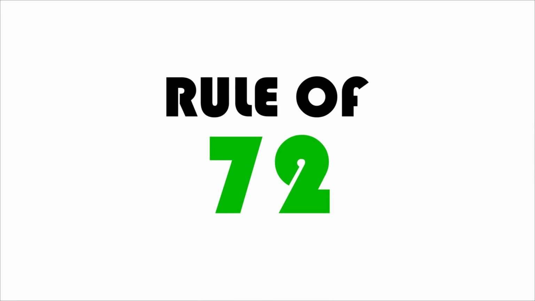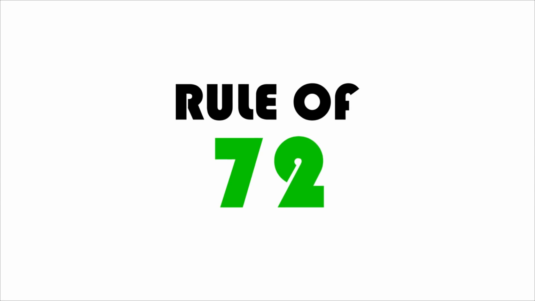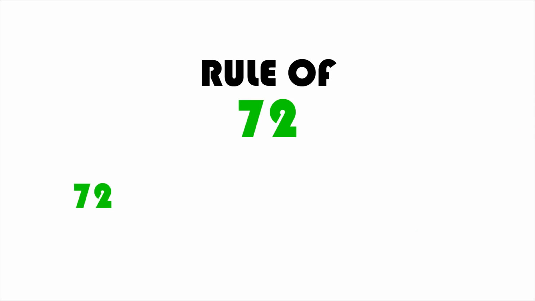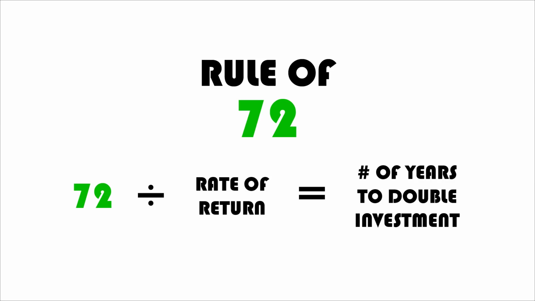Today I'm going to teach you how to become a millionaire using one simple rule, the rule of 72. So you may be asking yourselves, what is the rule of 72? Let me break it down for you. The number 72 divided by your interest rate is going to give you the amount of years it's going to take your investment to double itself.